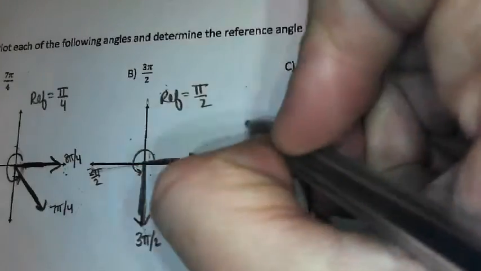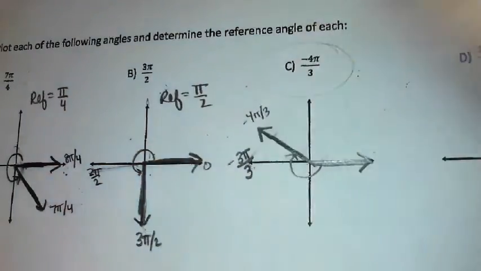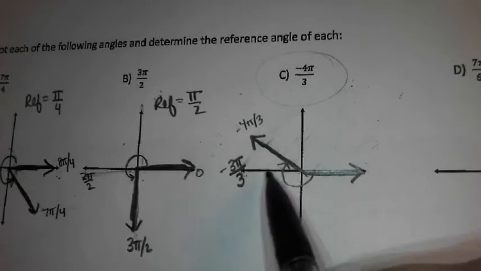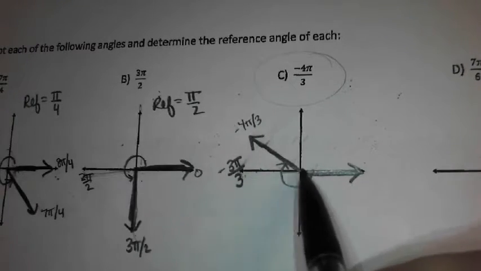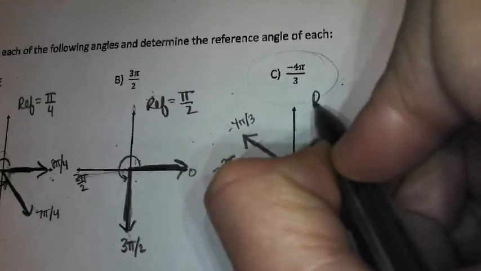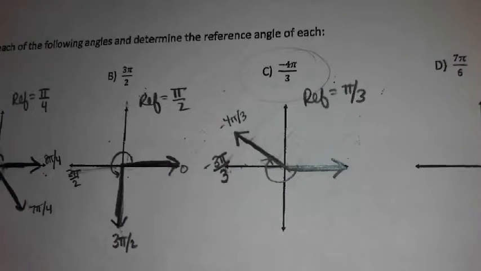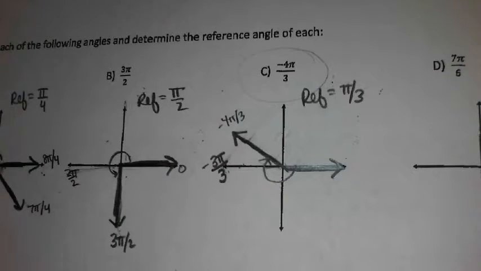So this being negative 4 pi over 3, what is my reference angle, do you think, John? Very good, yeah, pi over 3. Negative 3 pi over 3 to negative 4 pi over 3 is just pi over 3. Any questions?